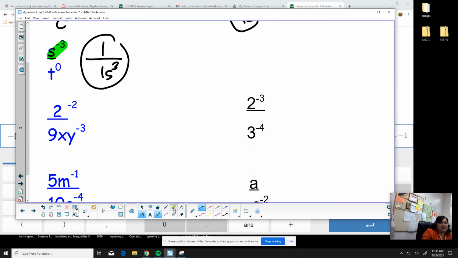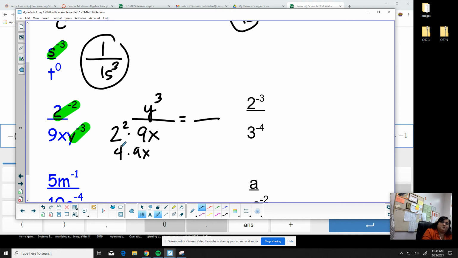Here, the 2's unhappy and the y's unhappy. The 9x is perfectly fine where it is. I'm not moving that. So the 2 to the second's coming down to the bottom, and the y to the third's going up to the top. So 2 to the second is 4. So 4 times 9 is 36. The x stays, and the y to the third stays on the top.